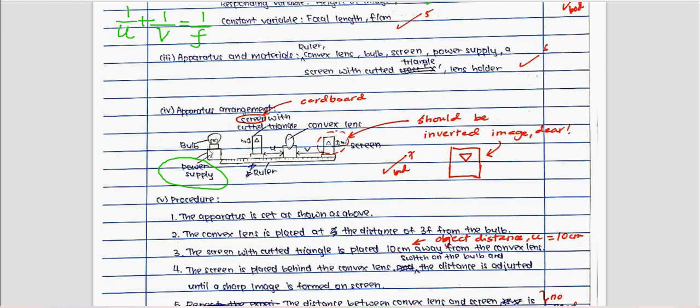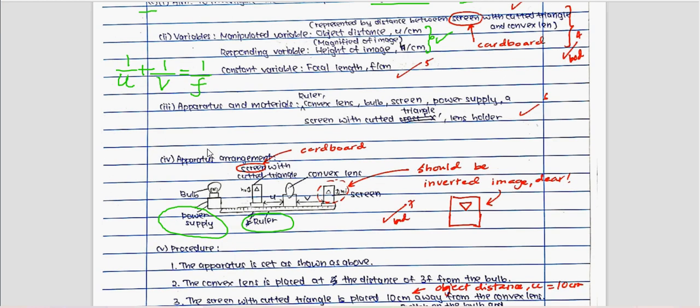So apparatus material just salin apa yang ada kat bawah. Yang penting will be power supply, ruler mesti ada, because you want to measure the length, kan? The object distance measured using meter rule. So mesti ada ruler. The size of the image also will be using meter rule.